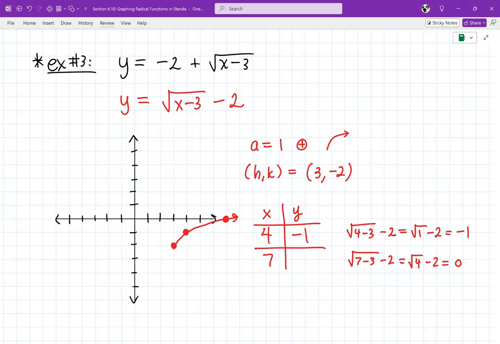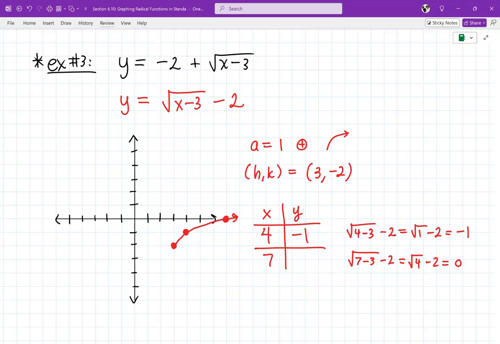So I tried 4, right? I could have tried 5. The square root of 5 minus 3 is the square root of 2. Radical 2 is 1.41. 1.41 minus 1 is about 0.4. So I could have done that. There's nothing wrong with picking any other numbers. I'm just trying to pick the numbers that are easiest for me to do in my head. But you don't have to. You pick whatever numbers you want.